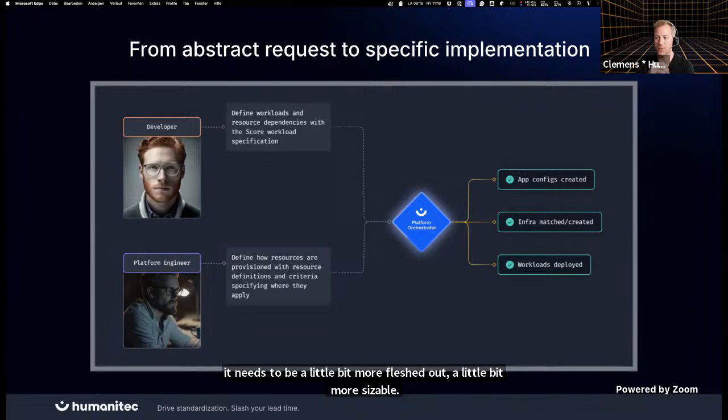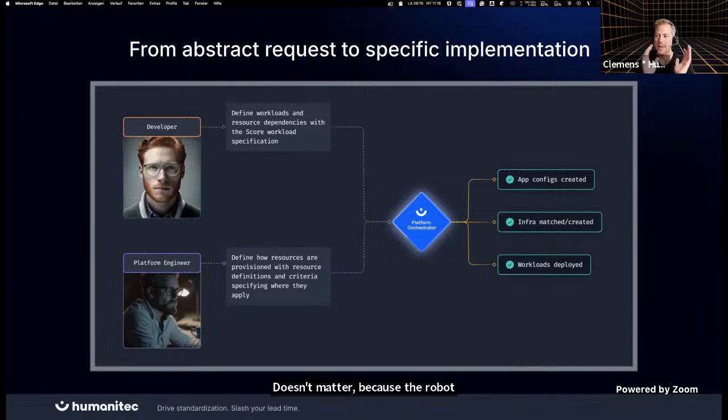Doesn't matter, because the robot knows how to create the right invariant in each case. As soon as the orchestrator has done its job of creating the infrastructure, it will also take any configuration that is needed, like the database connection string, and inject it into the application configuration. And that means as soon as the application is deployed, everything clicks together seamlessly, and the platform has achieved the outcome.